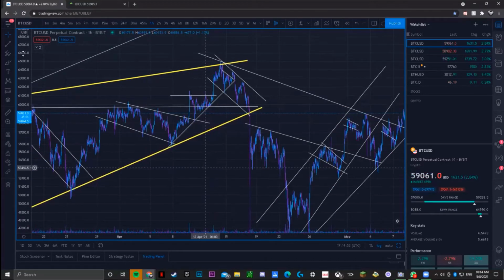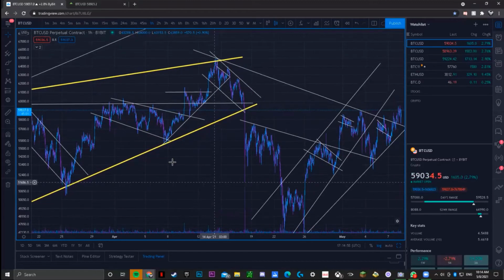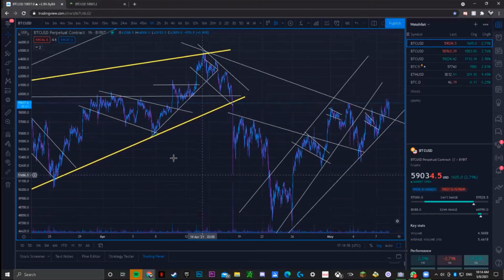And I think that's a pretty basic idea in trading. Like you want to find as many things as you can that are pointing to the same direction.